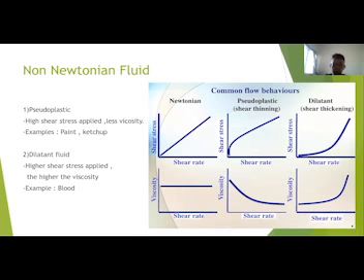Non-Newtonian fluid consists of time-dependent and time-independent non-Newtonian fluid. Pseudoplastic and dilatant fluid are time-independent non-Newtonian fluid. For pseudoplastic, its viscosity will decrease when a high shear stress is applied. Examples are paint and jet. For dilatant fluid, it acts the opposite, which is the higher the shear stress applied, the higher the viscosity, such as blood. These are the graphs showing the flow behavior of Newtonian fluid, pseudoplastic fluid, and dilatant fluid.